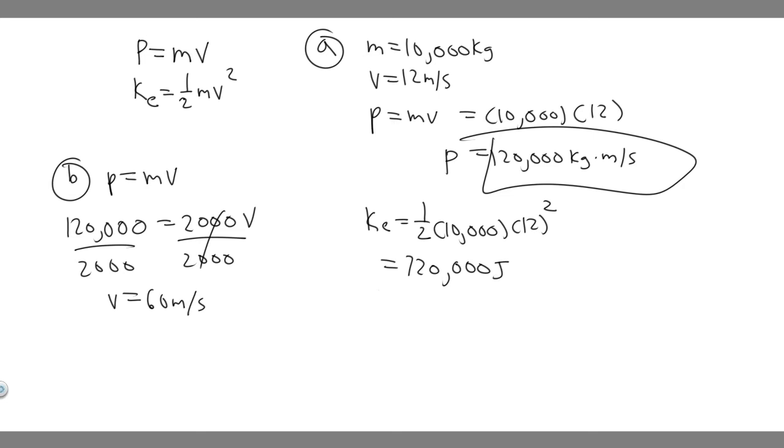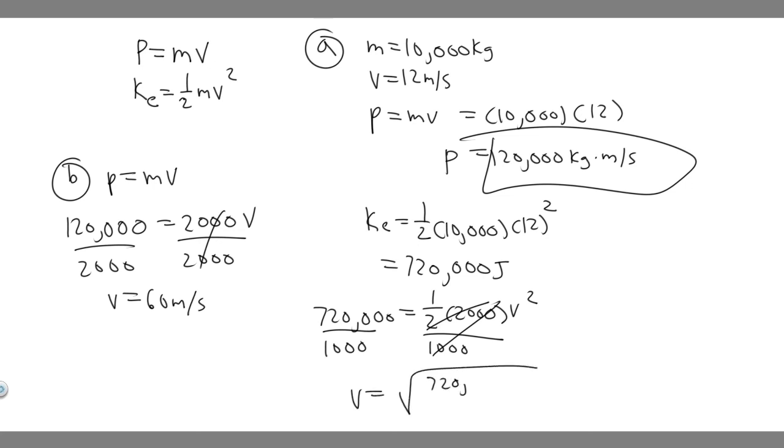And we want it to be equal to the second one. So 720,000 is equal to the kinetic energy of the second one, which is 1/2 mv squared. We're solving for V, and the mass of the second one is 2,000 kilograms. So this is 2,000 multiplied by V squared. 1/2 times 2,000 is just 1,000, so we divide both sides by 1,000, and then we square root both sides. So V is equal to the square root of 720,000 divided by 1,000.